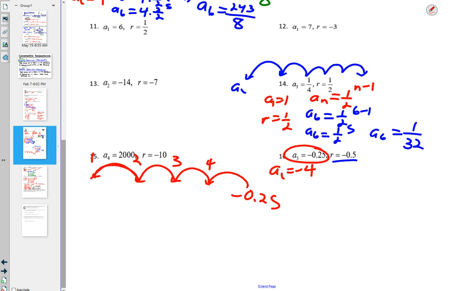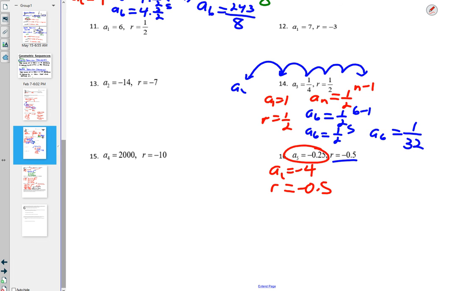What did I do? What does each little hump here represent? What did I do in every little hump? To go backwards, if going forwards means multiplying by negative 0.5, what did I do each time that I went backwards? What is the opposite of multiplying by negative 0.5? Dividing by negative 0.5. That's all I did. But now I have the first number, and they already gave me the common ratio. So I'll just write this out using decimals.